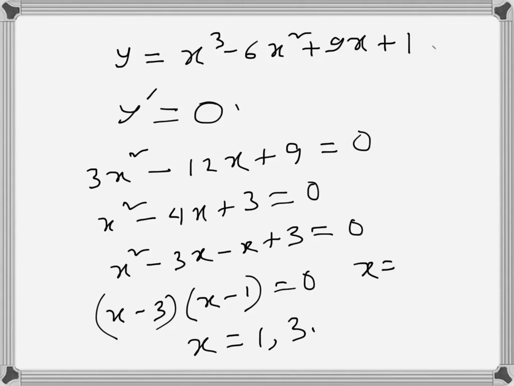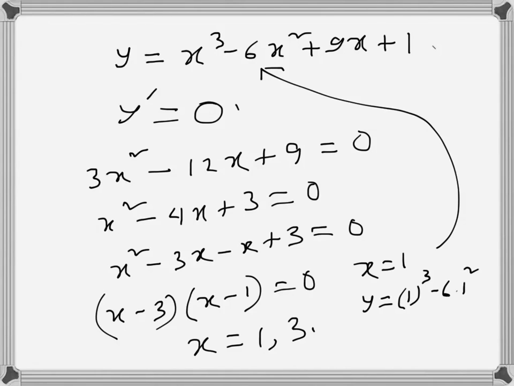And when x is 1, if I plug the value in here, I will get y. So this is 1 cubed minus 6 times 1 squared plus 9 times 1 plus 1. So that's 1 minus 6 plus 9 plus 1, which is 5. So one point will be (1, 5).